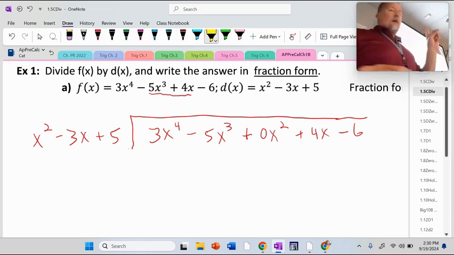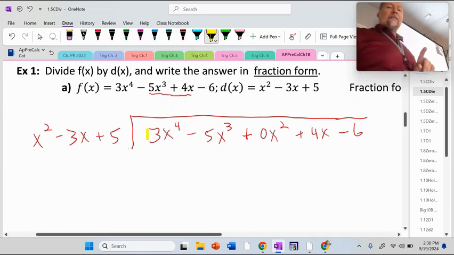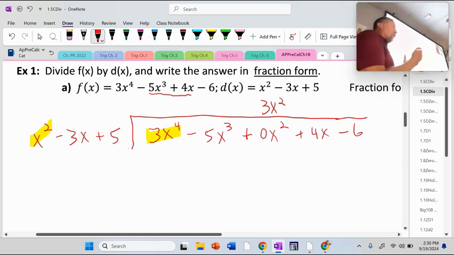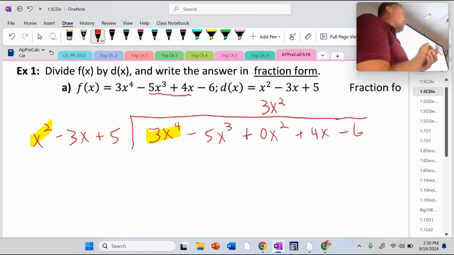So this is why it's not hard. What do I look at? I only look at the top degrees. What times x squared equals 3x to the fourth? Easy question. What's the answer? 3x squared, and it goes above the x squared. Hey, good thing I put a position there. That's number one. Why? It creates a mess if you don't.